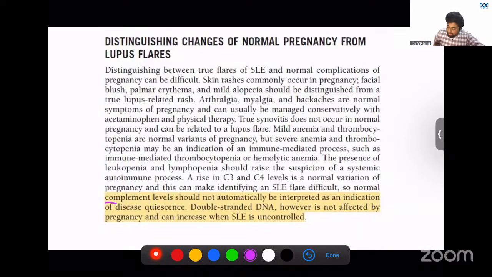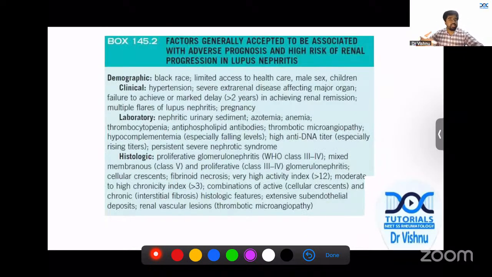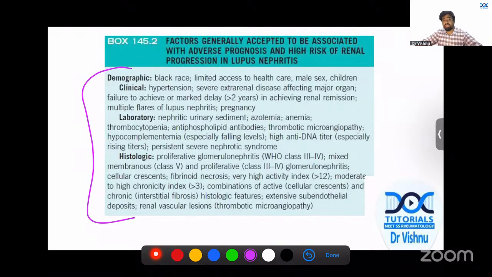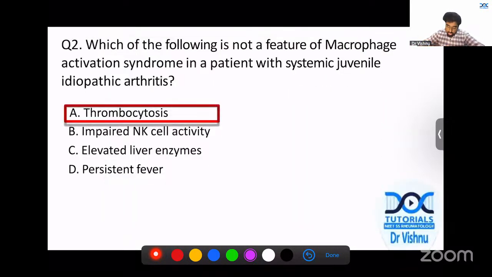So complement levels should not be automatically interpreted as a part of disease activity, or if they're normal as no disease activity. That's not how it should be. They are modified by various factors. dsDNA, however, is quite specific, and it can be used as a marker for disease activity. There are multiple other markers, various prognostic markers, various disease activity markers, etc. But among those, for lupus nephritis, anti-dsDNA titer is very good.